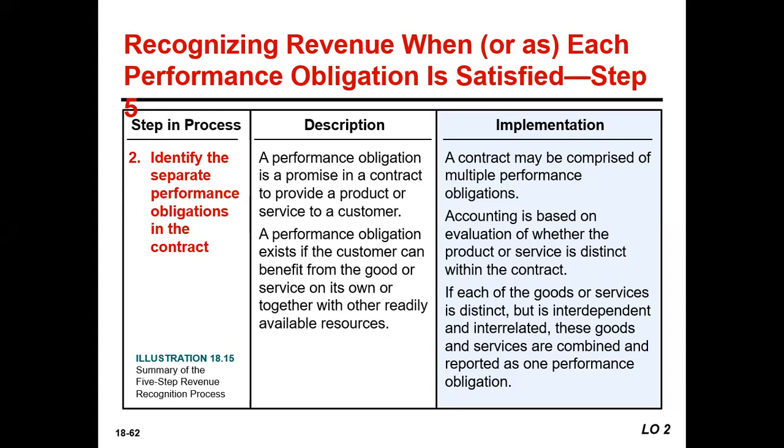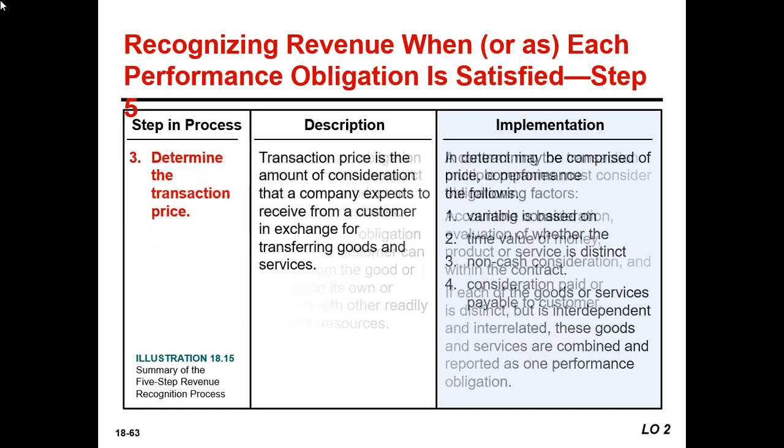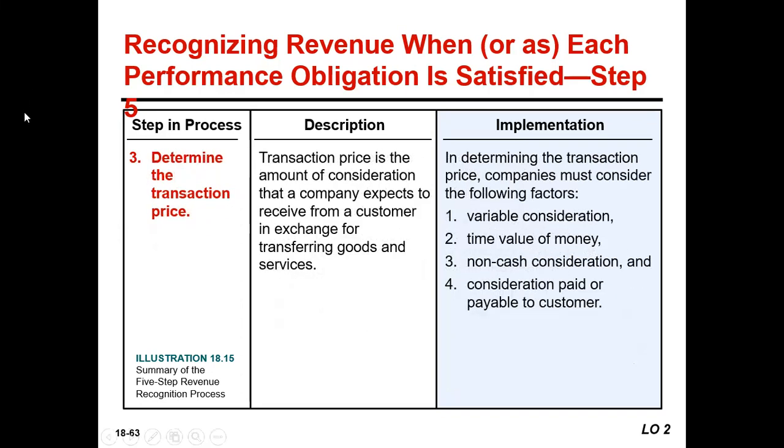If each of the goods or services is distinct but is interdependent and interrelated, these goods and services are combined and reported as simply one performance obligation. So this one was discussed at length earlier in our discussion.